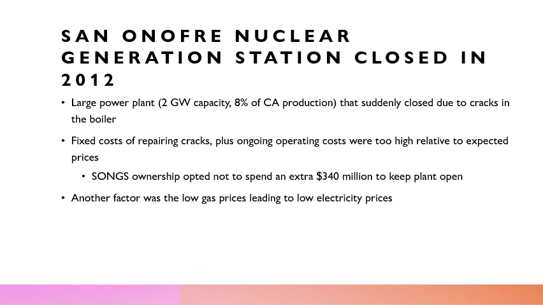And so this power plant, this SONGS nuclear power plant, the ownership opted not to spend an extra $340 million to keep the plant open. Another factor was the low gas prices leading to low electricity prices. So this is kind of what was happening to coal plants, or what is happening to coal plants. The natural gas prices are coming down, causing the nuclear and coal plants to shut down.